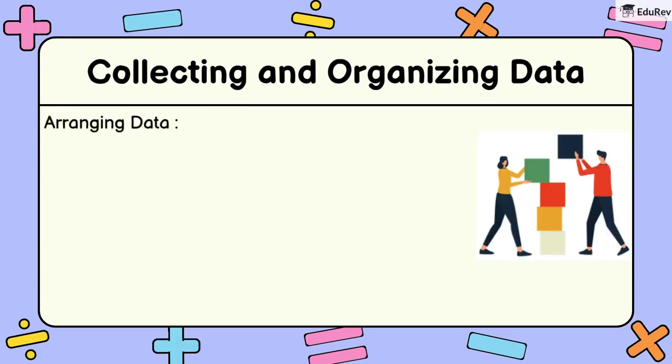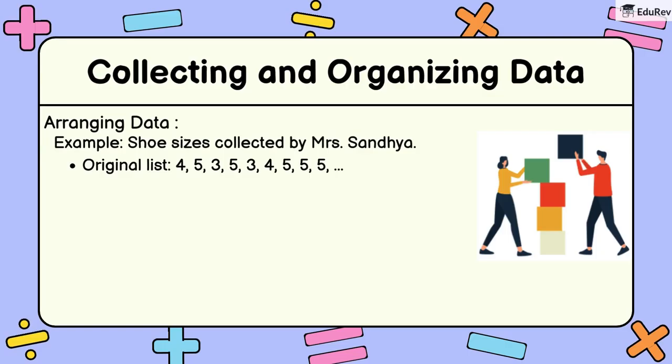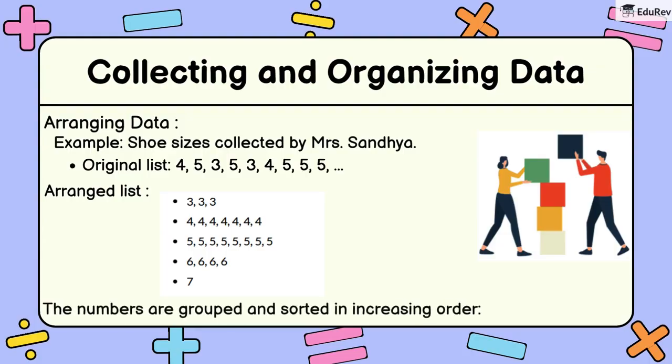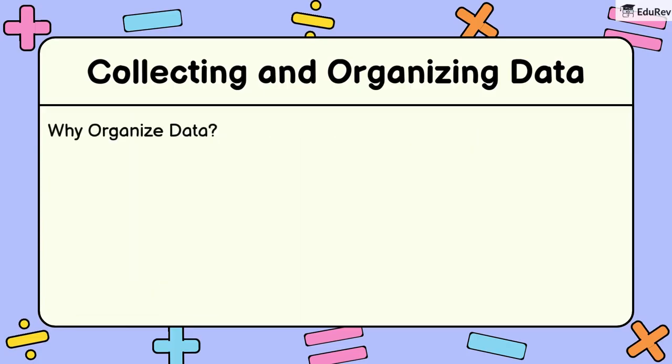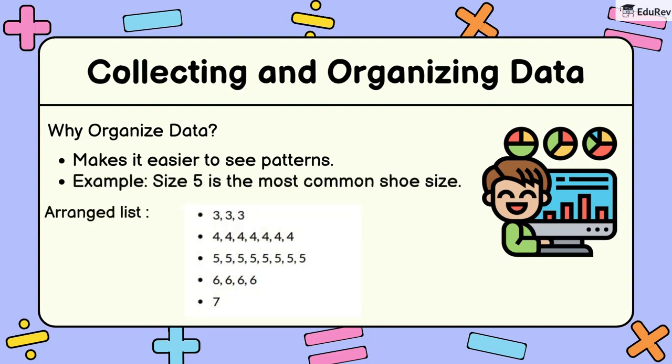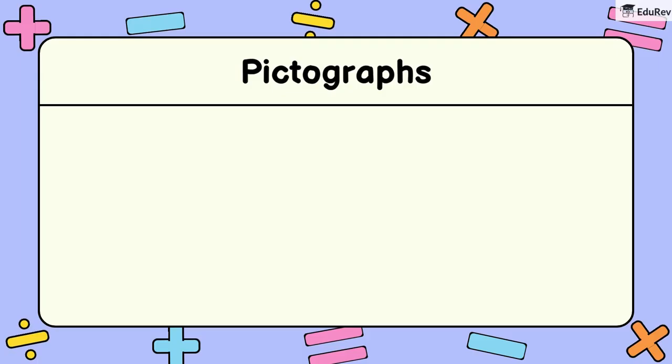Arranging data is also very important. For example, let's say Mrs. Sandhya collected shoe sizes. Her original list included sizes like 4, 5, 3, and so on. Once arranged in order, the sizes would look like this: 3, 3, 3, 4, and so on. The numbers are grouped and sorted in increasing order. But why do we organize data? Organizing data makes it easier to see patterns. For example, if you look at the shoe sizes, you can quickly tell that size 5 is the most common size among your friends.